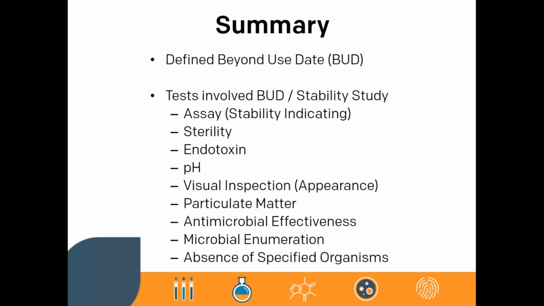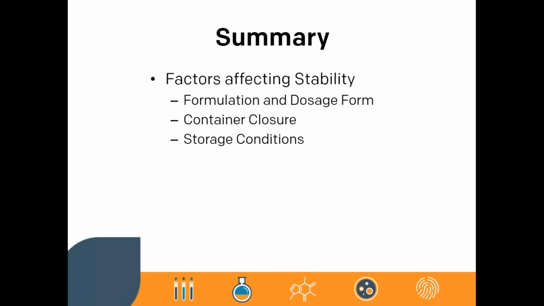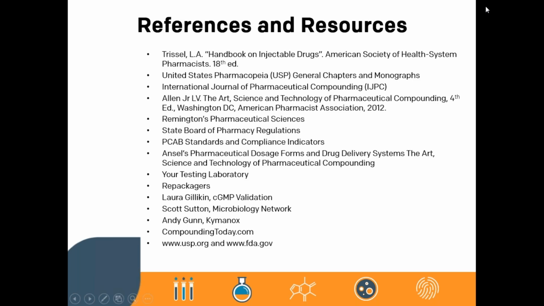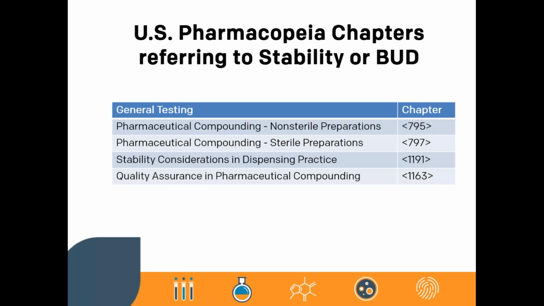So in summary, we've talked about the beyond use date definitions. We've talked about various types of tests that are included, such as the stability indicating assay and the importance of the stress on the specific formulation, the tests that are used both for sterile and non-sterile preparations. And we've also talked about factors that affect that stability, which is important to consider, the container closure as well as the dosage form and the conditions. We've included some references for you at the end of this, and then there are some chapters.